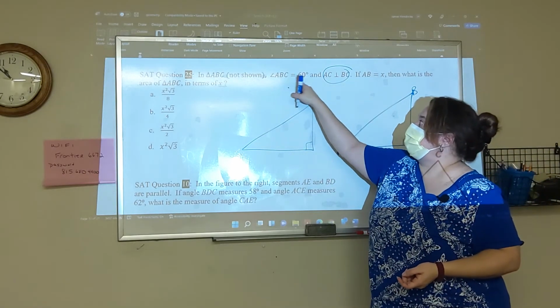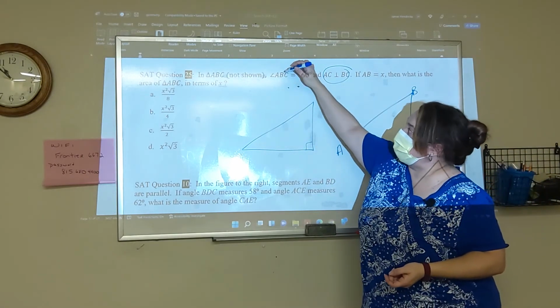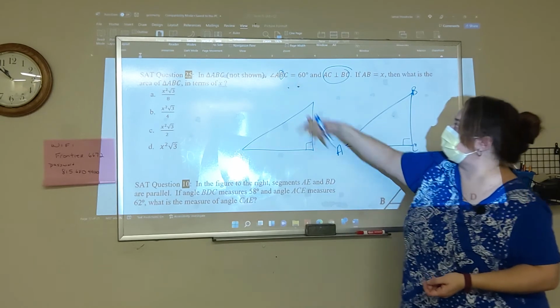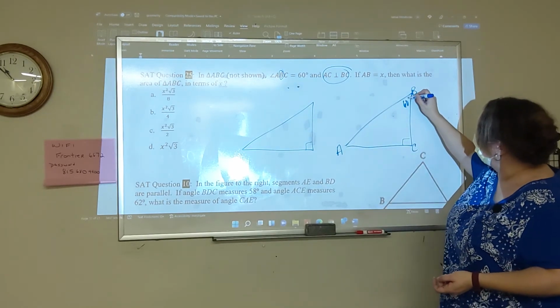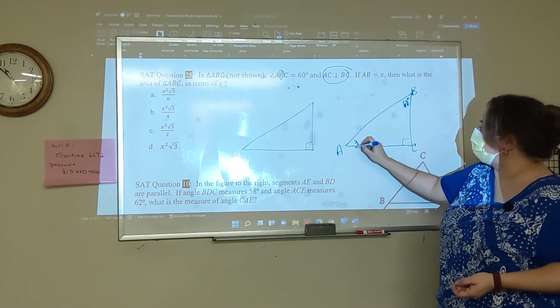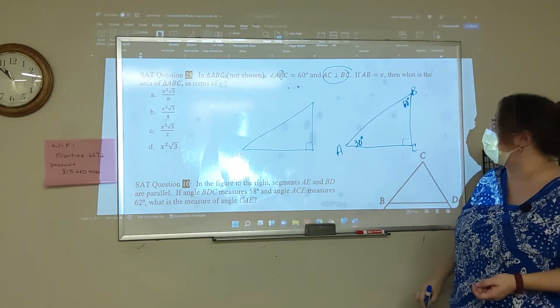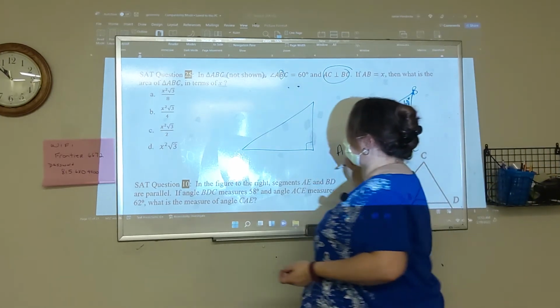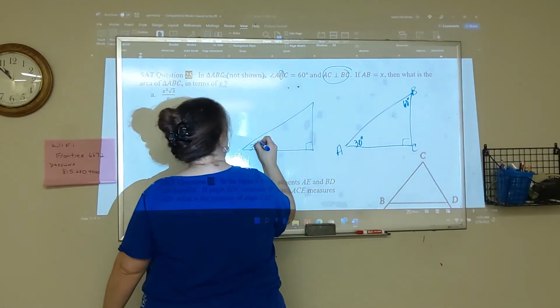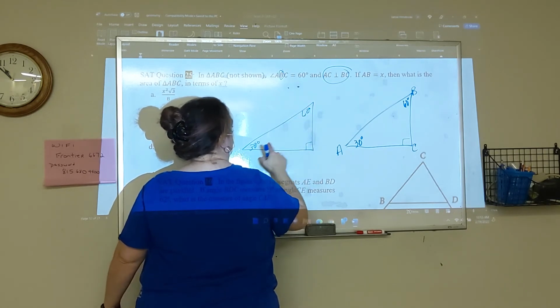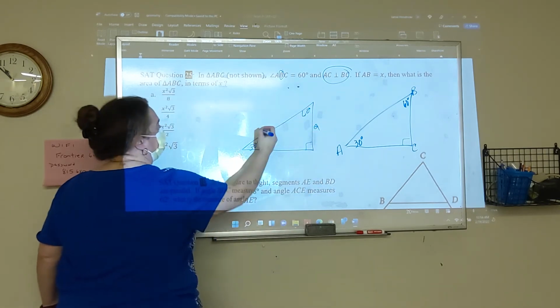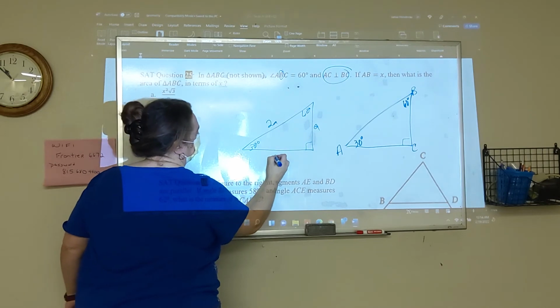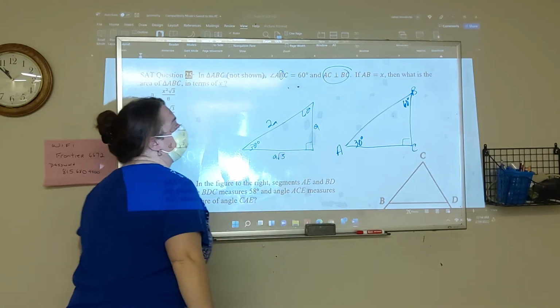Okay. Angle ABC is 60. So the angle in the middle, B, is 60, which means this guy is 30. Okay, so I'm going to draw my pattern triangle in the same orientation. 30 degrees down here, 60 degrees up there. Across from the 30 is my little guy A. My hypotenuse is 2 times the little guy, which leaves the third side to be the ugly A root 3.